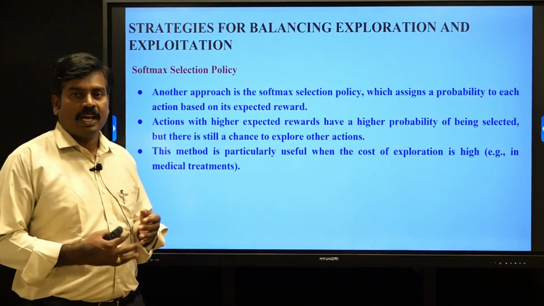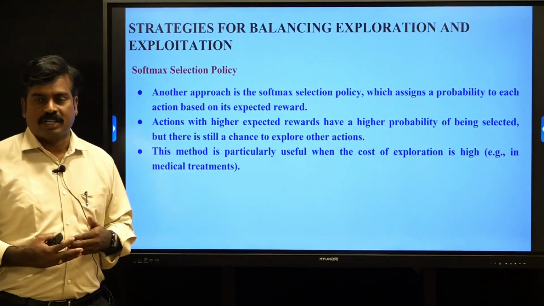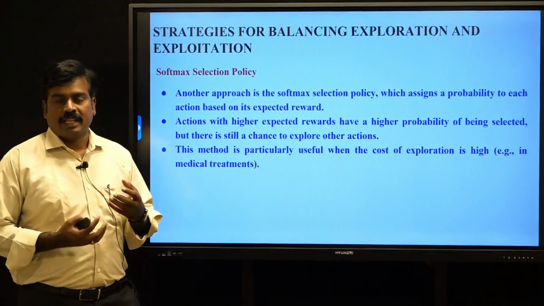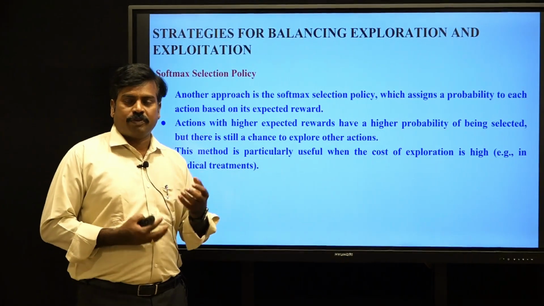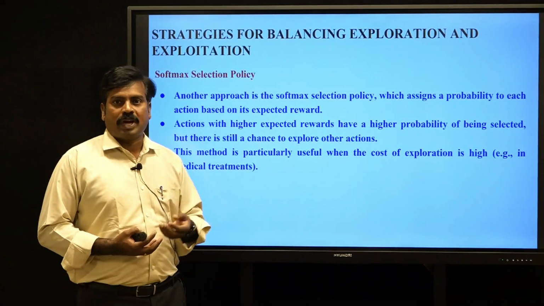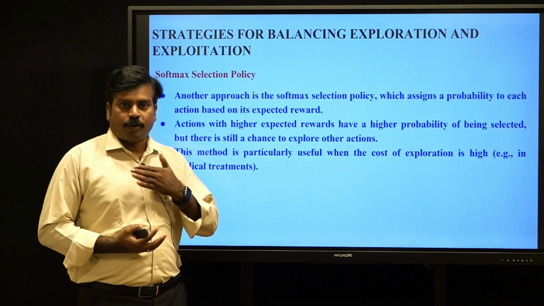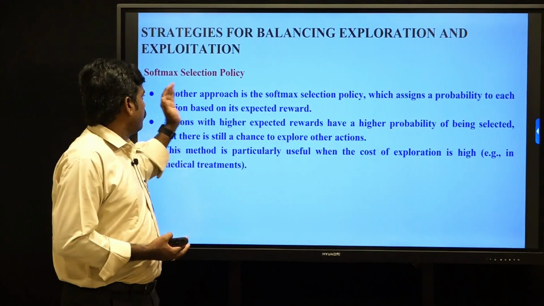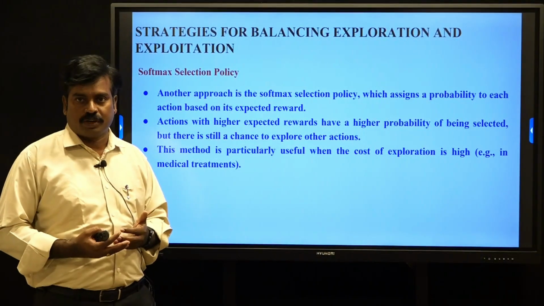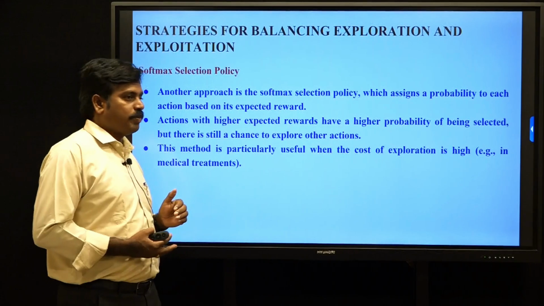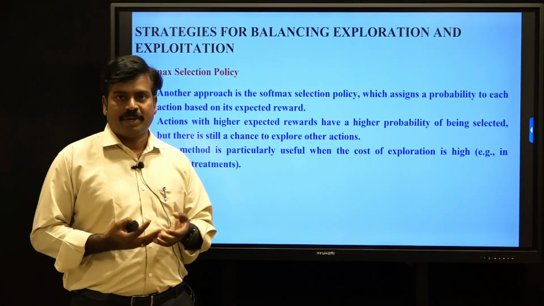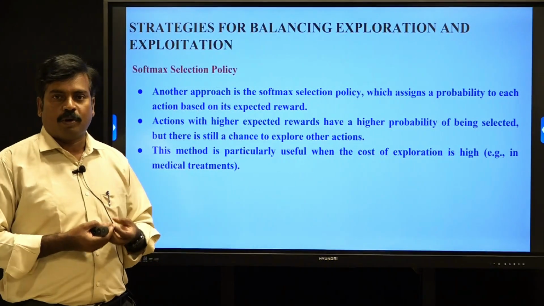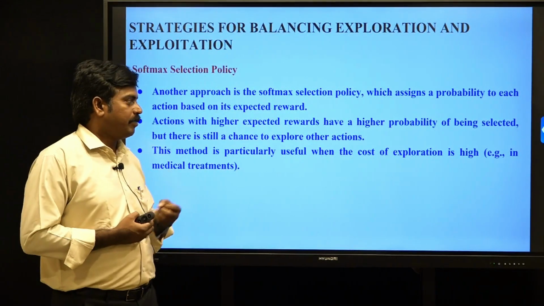The softmax selection policy is a probability distribution based policy. The mission which has the highest reward has the highest probability value, and the mission which has the lower payout value has the lower probability value. The sum of the probabilities of all missions is equal to 1. It is like a softmax activation function. In the softmax selection policy, the highest reward mission has the highest probability. In exploitation we choose that mission to get the best payout.